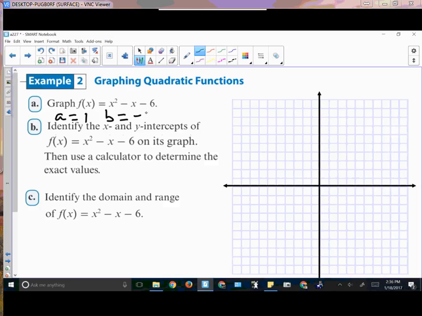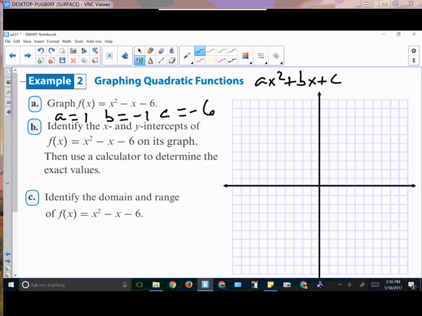Negative 1. Remember, it's always looking like this: ax squared plus bx plus c. It needs to be positive. So what would c be equal to? 6.